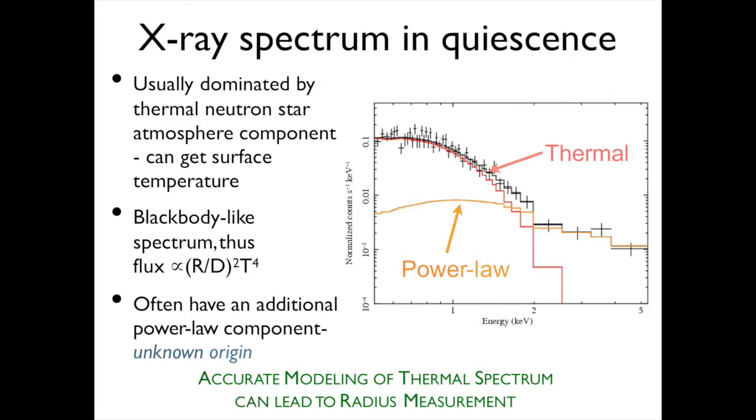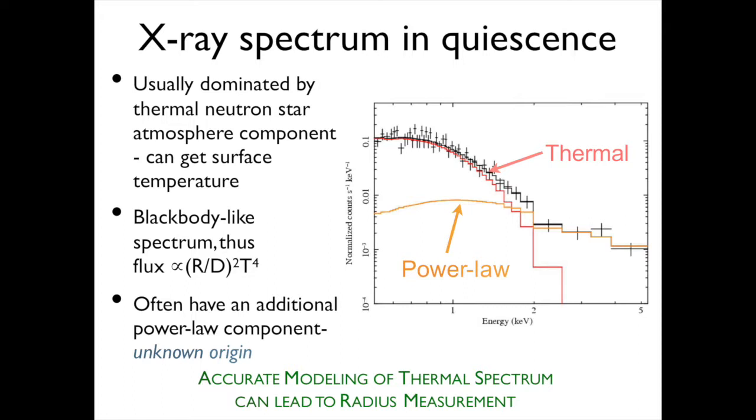This behaves just like a black body, so its brightness is proportional to the radius over the distance squared and the temperature to the power 4, right? So you can actually get constraints on the radius of the object just by modeling the thermal spectrum of these objects, right? The spectrum is not quite a black body, however.